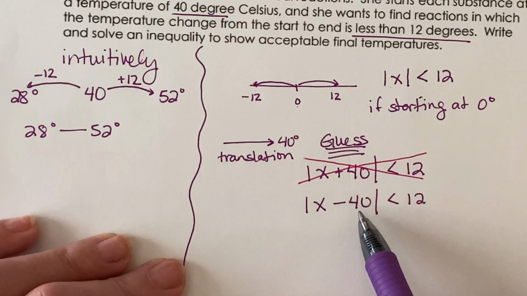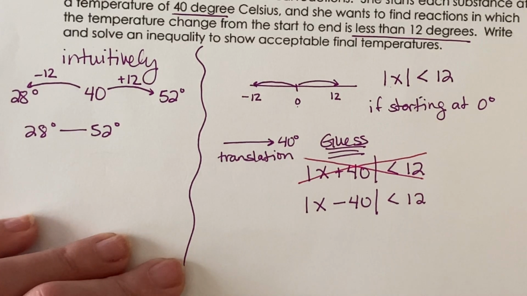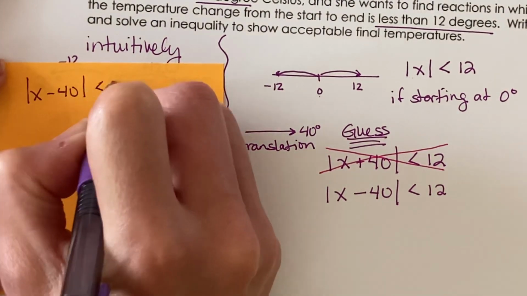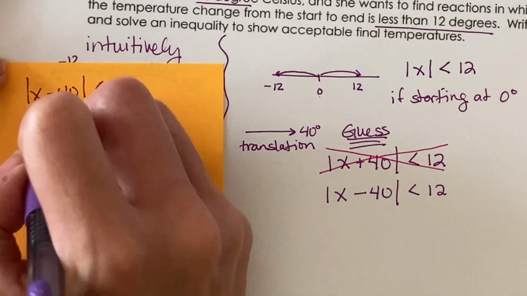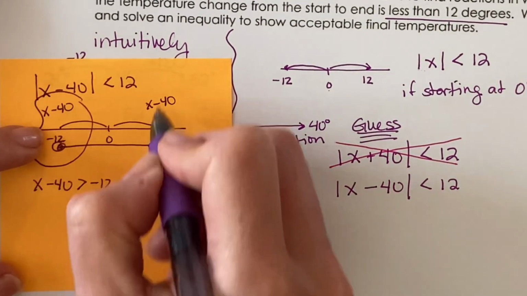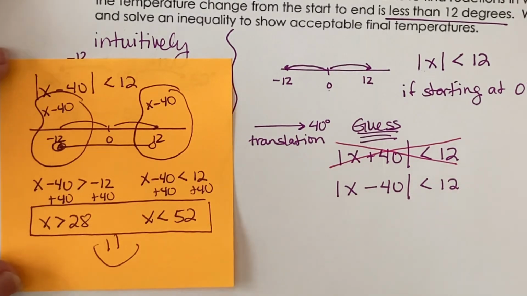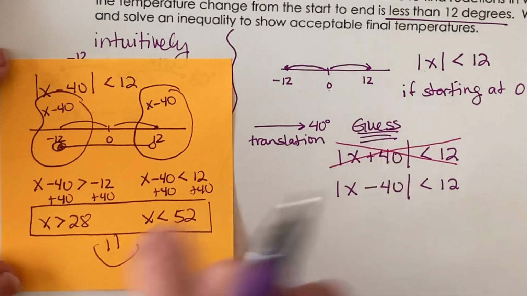I have a number less than 40, and that is less than 12 degrees away from 0. What do we do? Go ahead and solve and see what you get. Okay, that tells us we're looking for numbers that are bigger than 28 but less than 52. That is our answer. So this right here is correct.